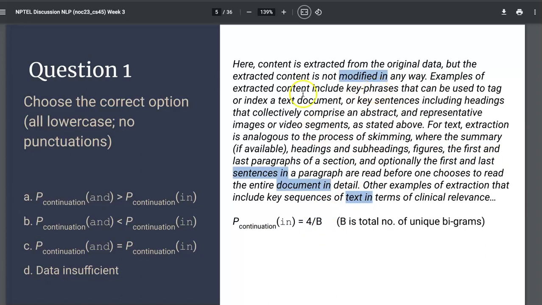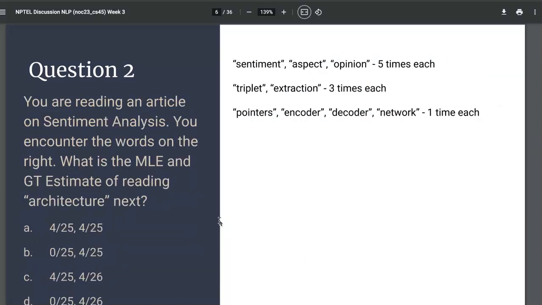Similarly, if you go with "in", this "in" is also present 4 times in your corpus, and you are dividing by B, where B is the total number of unique bigrams. You don't need to find B, because it is the same for both "and" and "in", so we just compare 4 by B and 4 by B. Both are the same, so the answer is the same. I hope it's clear. So let's move to the next question.